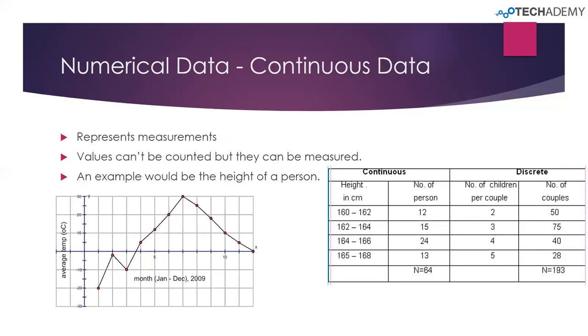Continuous data, in contrast to discrete data, can take values like the height in centimeters, the weight in kilograms, like that. So it has a measurement associated with the particular value. It represents a measurement, and the value can't be counted, but the value can be measured. I have given you some examples in this particular table and in the chart.